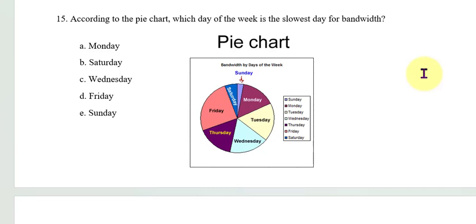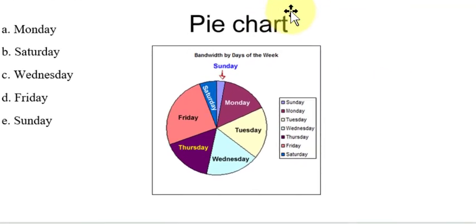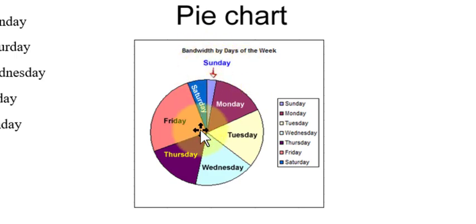Pie charts are kind of easy. So this is asking us which day of the week had the slowest day for bandwidth. So that would be your smallest slice, and it has to be Sunday. It wouldn't even fit in that little slice there. So Sunday is the right answer.